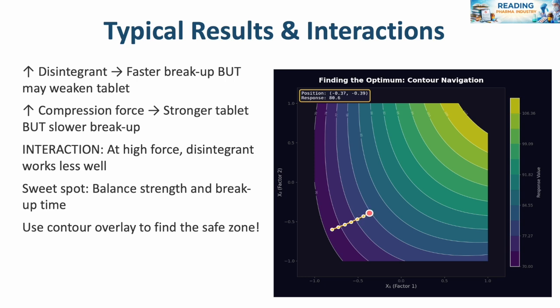The way to balance or to find this sweet spot is to use the contour plot. Basically, we overlay the two or three maps that we generate from the dependent variables to find the best outcome, which we also call a safe zone.